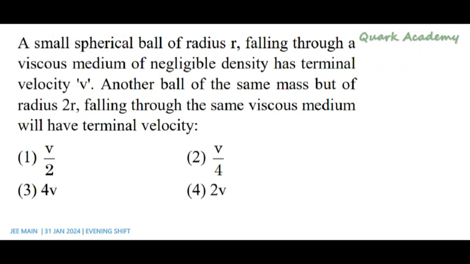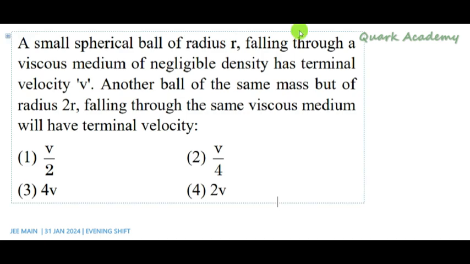This question is based on viscosity. So there is a spherical ball which has a radius r. It is falling in a viscous medium, and that medium has negligible density. So this point is much important. So here the terminal velocity is v, and in another case, same ball, I mean another ball with same mass and radius 2r, it is falling. So for this case, we need to find the terminal velocity.